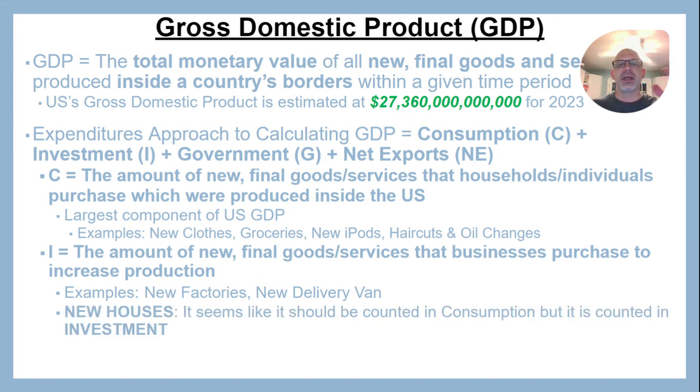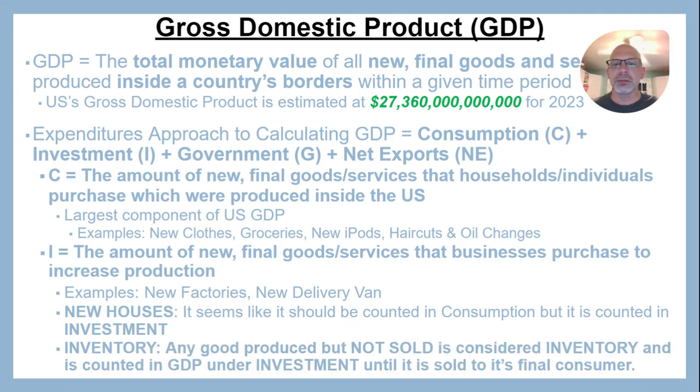A couple of things, and you'll see this again, just as a reminder. New houses. This is one of those oddities that you need to keep track of because you will be asked about what's counted and what's not counted in the U.S.'s GDP. The production of a new house is counted under investment. It seems that the value of a new house should be counted under consumption, but it is not. So just keep that in mind as you go through your work, your formative, and prep for your summative.